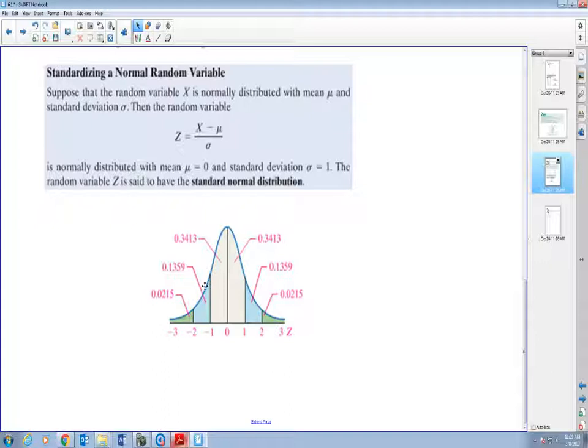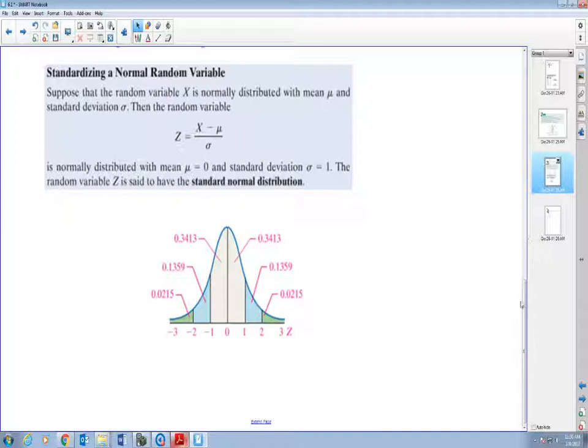Okay, so everything is basically going back to what we learned from chapter 3. The only difference is now when we're talking about the same normal distribution, we actually want to find the area under the curve, which is going to be the probability. What's my probability under the curve?